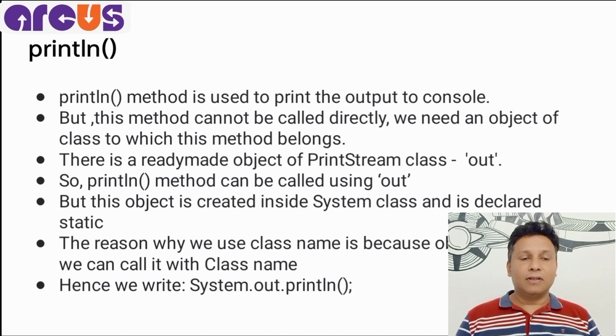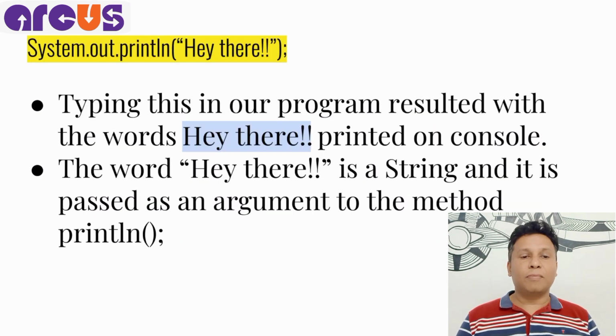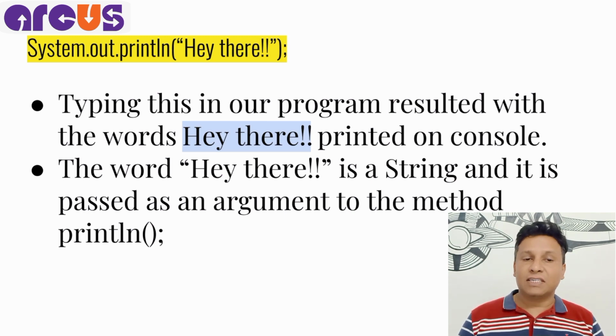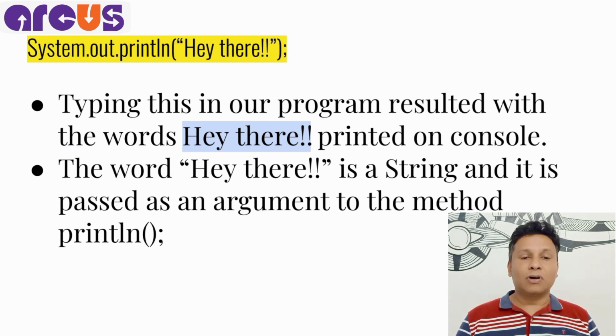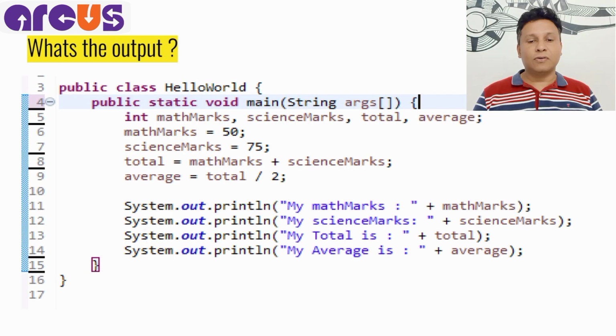So for example, let us see one example, System.out.println, and in the quotations, that means we are passing a string argument to this println method. So what is here? System.out.println, hey there. I want to print hey there on the console. Typing this in our program results in printing hey there on the console. So the word hey there is a string and it is passed as an argument to the method println. This is code which we can try and execute in our Eclipse.